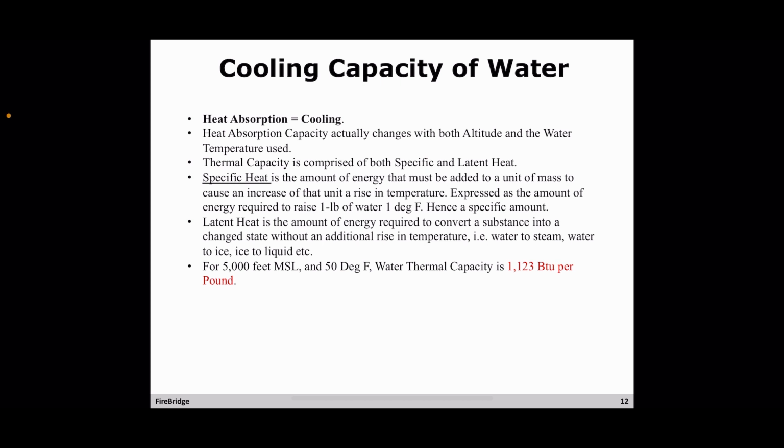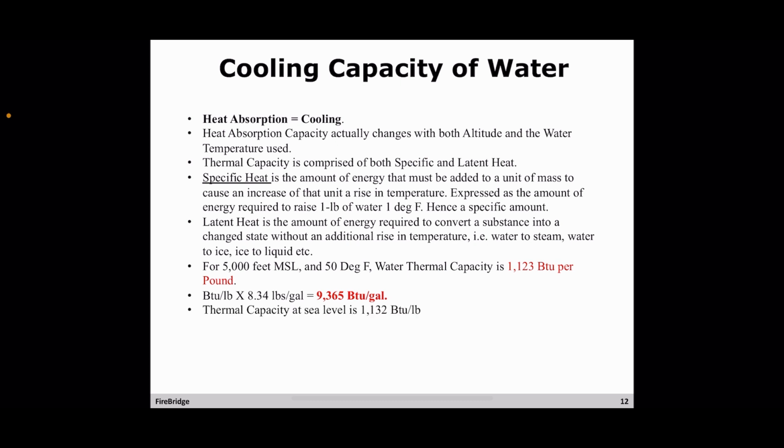And so for 5,000 feet mean sea level, 50 degrees Fahrenheit water temperature, I took the median here, it will absorb 1,123 BTU per pound. Now, if you take the BTU per pound, 1123, and multiply it by the pounds in a gallon, 8.3, you get the thermal capacity of a gallon of water, which is 9,365.